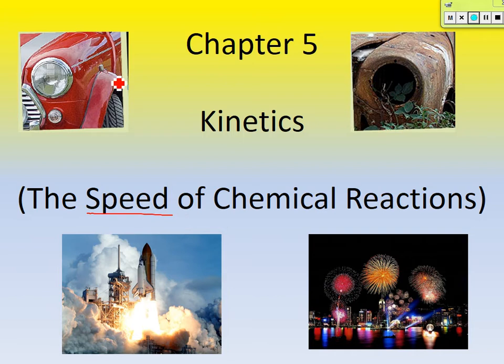For example, this car right here, guys, how long will it take for that car to look like the car on the right? Long time. Let's put a number to it. How many years would that take? 30 years, 40 years. Yeah, this could take decades, right? This could take decades in order for a car to rust. So there are really slow chemical reactions.